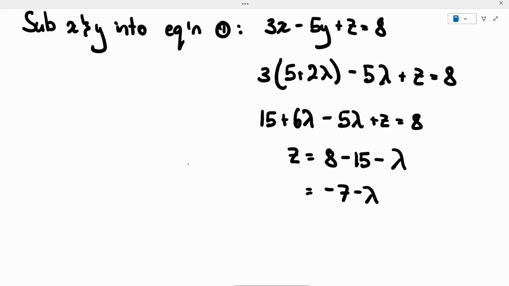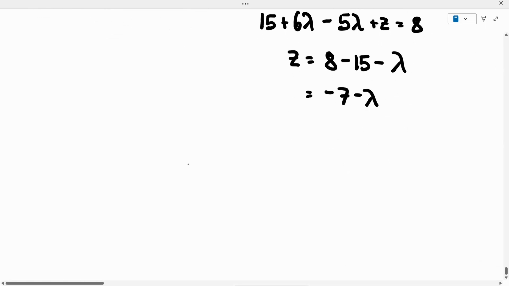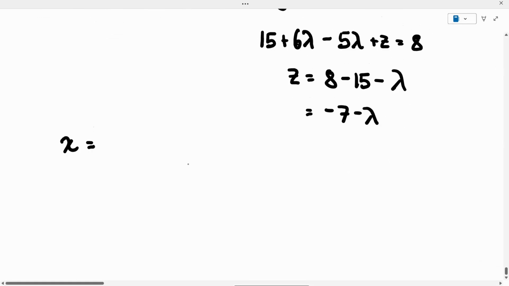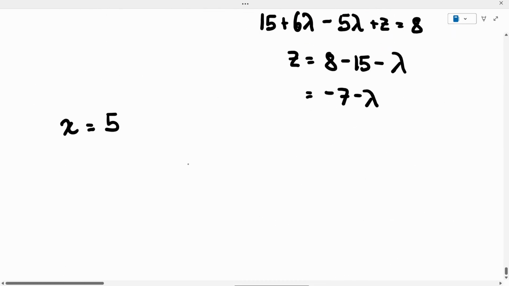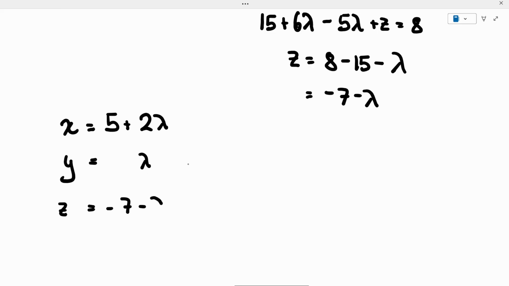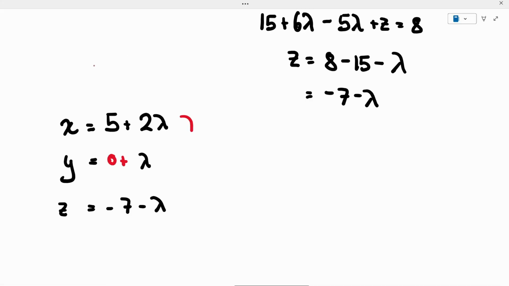You all okay so far, right? So look at this. Now we have x in terms of lambda, 5 plus 2 lambda. We have y in terms of lambda. And we have z in terms of lambda. Does this look familiar? Maybe if I write 0 plus lambda.